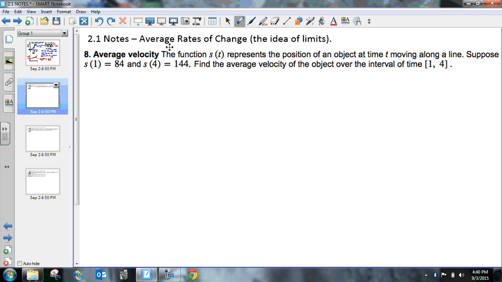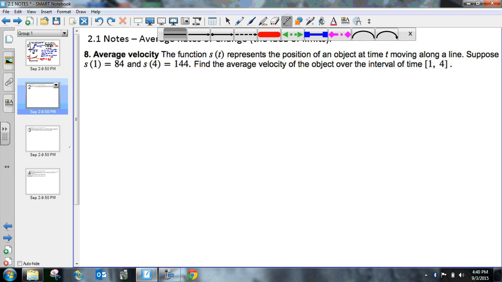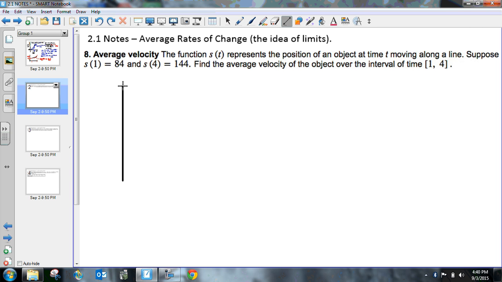It says the function s of t represents the position of an object at time t moving along a line. Suppose that s of 1 equals 84 and s of 4 equals 144. Find the average velocity of the object over the time interval of 1 to 4. So let's just graph this real quick, something we can look at.